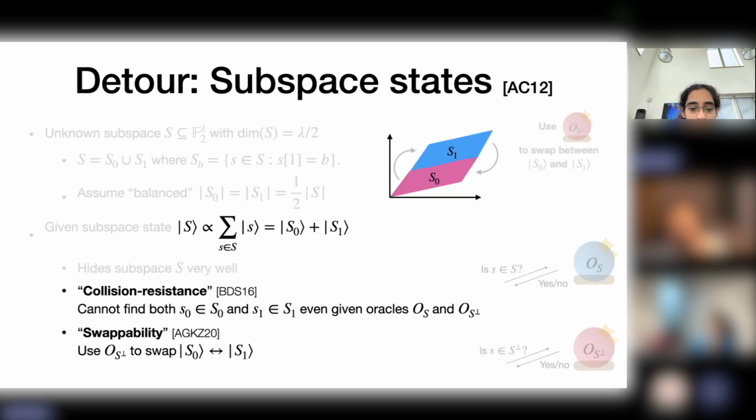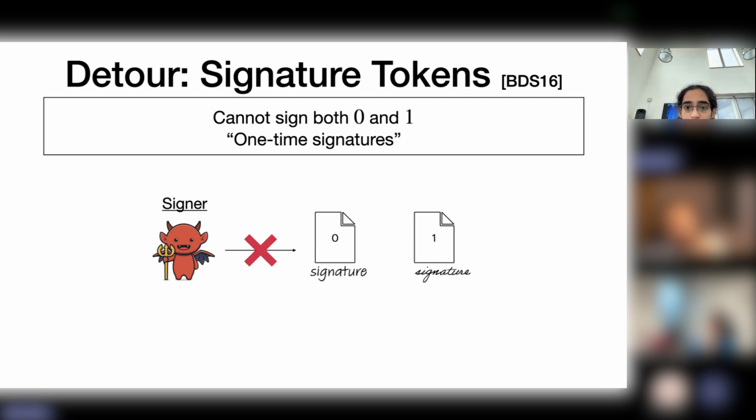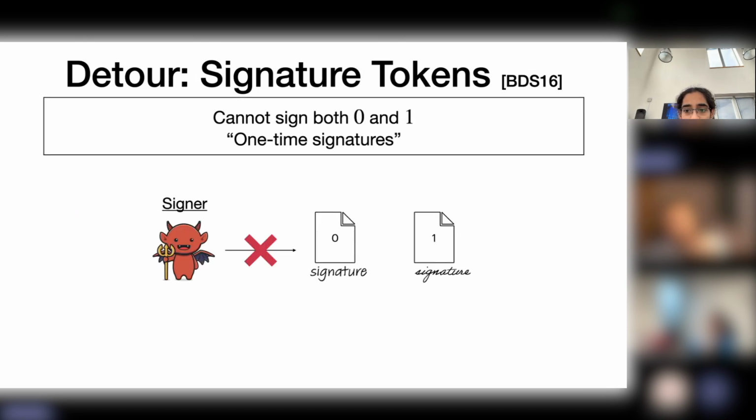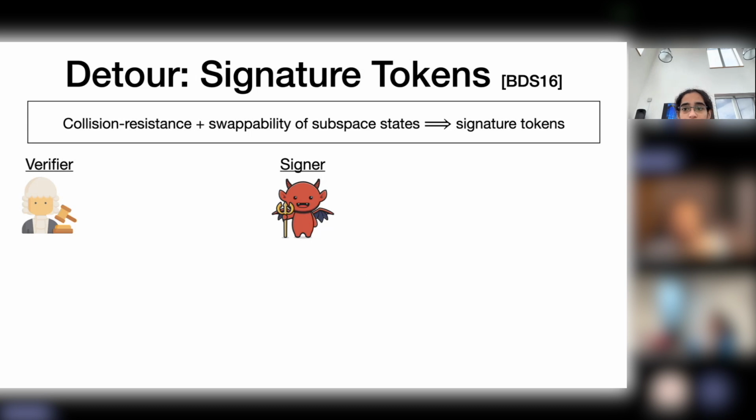Okay, so these properties give rise to very interesting applications. For example, signature tokens. So these are signature schemes, but they're more than that. They also have this additional property that a signer cannot sign both a 0 and a 1. So they're sort of like one-time signatures. And these things are impossible to construct classically because if I could sign 1, and if I had the option of signing 0 in the beginning, then I can also do that after signing 1. But quantumly, with these subspace states, because of no cloning, it turns out you can construct these objects.